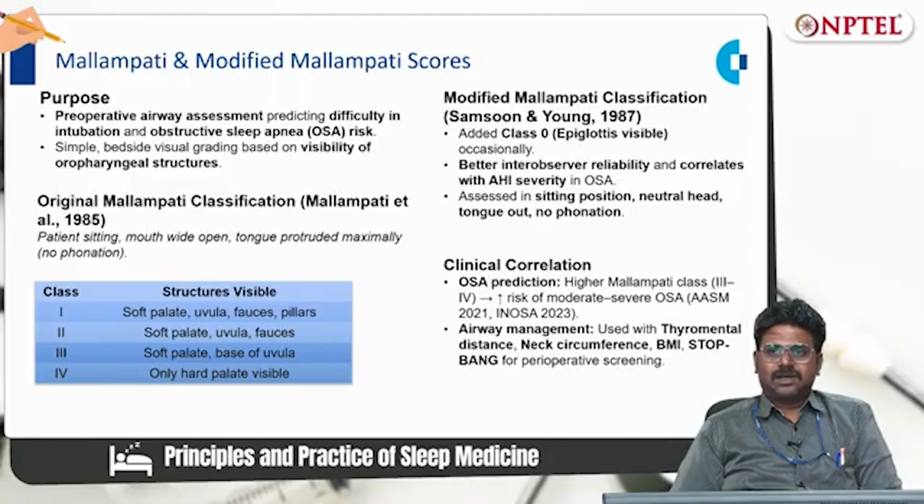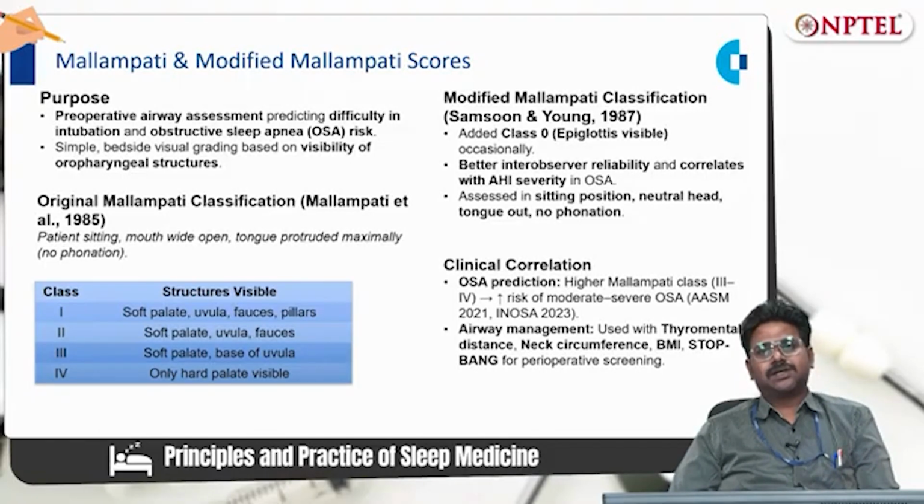It has better intra-observer reliability and correlates with the AHI severity in OSA. It is assessed in sitting position, neutral head, tongue out and no phonation. Clinical correlation, OSA prediction: a higher Mallampati class of 3 to 4 increases the risk of moderate to severe OSA according to AASM 2021 and INOSA 2023. Then in airway management it is used with thyromental distance, neck circumference, BMI and STOP-Bang for perioperative screening.